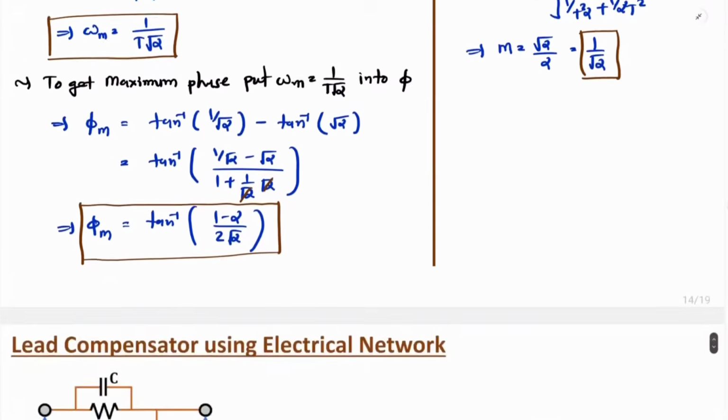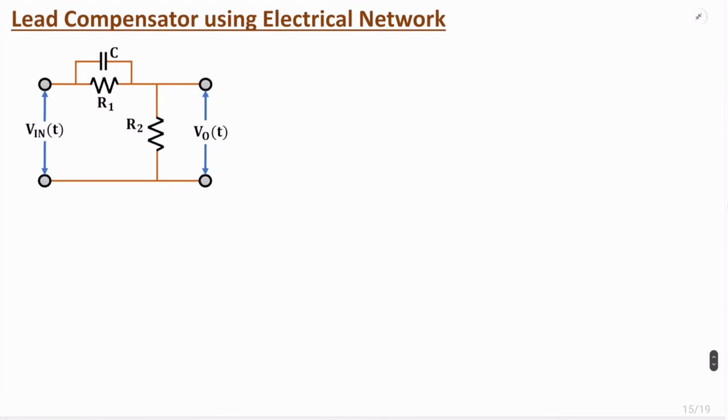Now I'll explain the lead compensator using an electrical network. You can observe here we have R1, R2 and C connection for the lead compensator. Here I will derive the transfer function, that is V naught of t divided by V in of t. To derive this, first of all, I will simplify this circuit in the frequency domain. In the Laplace domain, this V in of t will be V in of S, this V naught of t will be V naught of S, and this capacitance C will be 1 by SC.